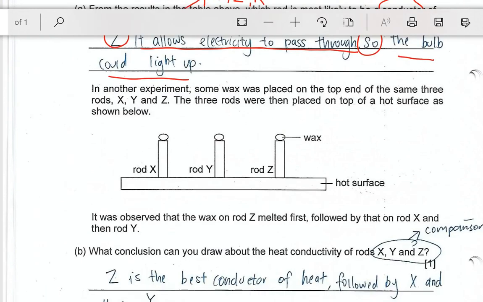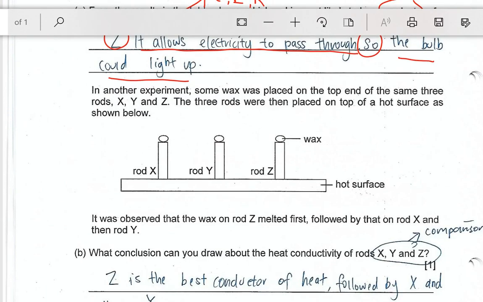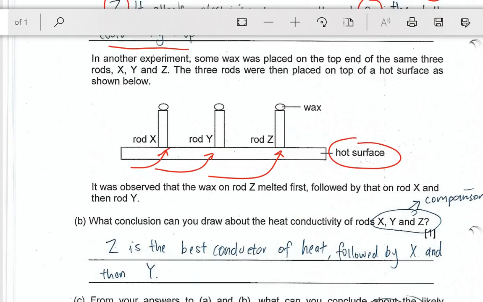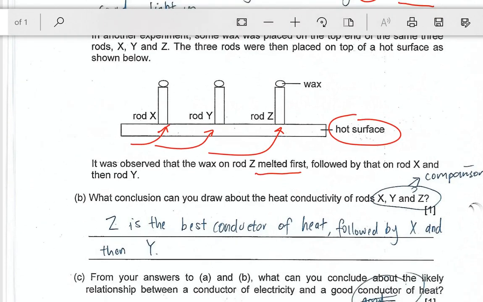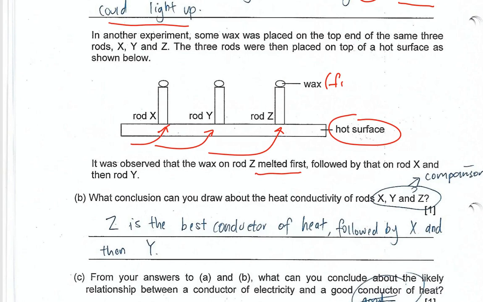Okay. In another experiment, some wax was placed on top end of the 3 rods, and the 3 rods were placed on a hot surface as shown. So this is a hot surface. Heat is going to travel. Heat is going to travel from a hotter to a colder place, right? And this experiment sounded very familiar, right? Something that we have done in primary 4. And it realized that Z melted first. This one was the one that followed first. Then this is next. And then this is the last that melted.